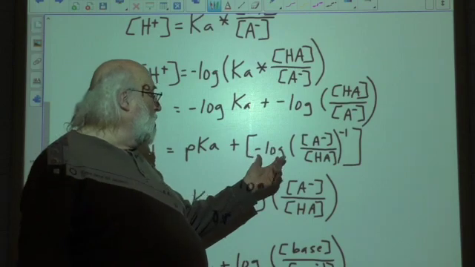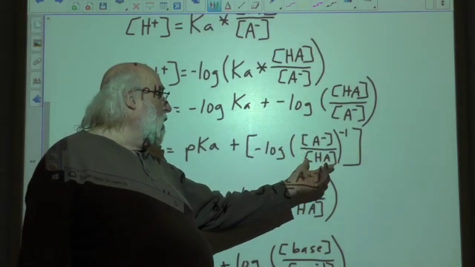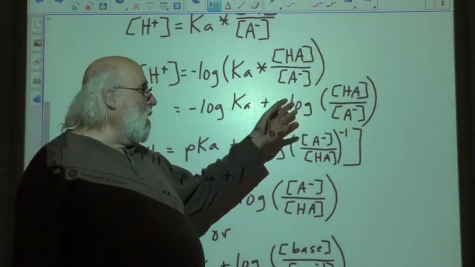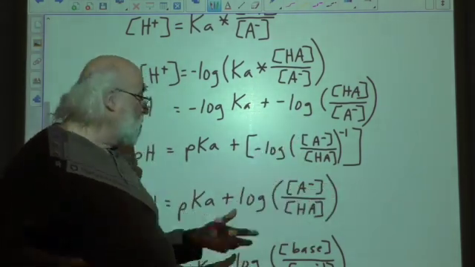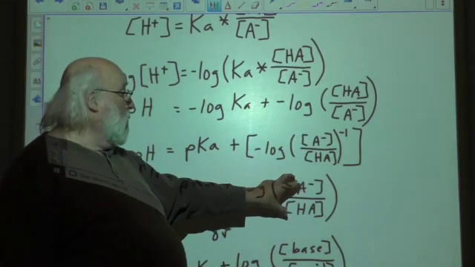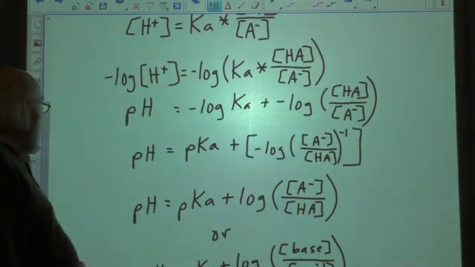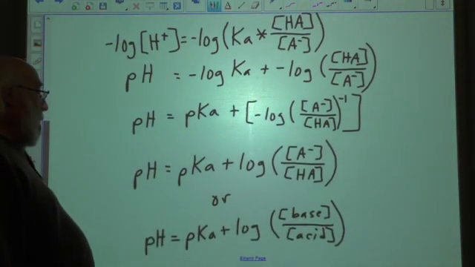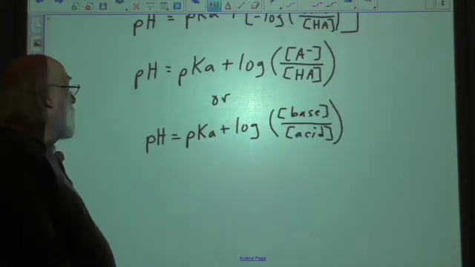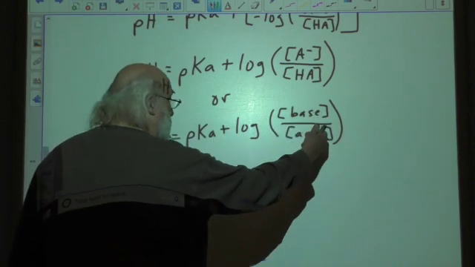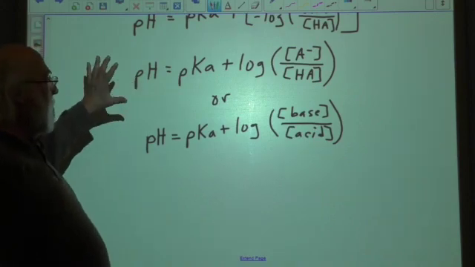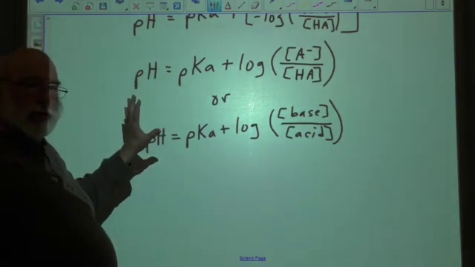And you can do that when you take it to the -1 power. Okay? So that becomes negative log of the fraction A negative over HA to the -1 power. Well, when you take an exponent of an exponent, you multiply the exponents. So negative log times -1 is positive log. And this gives us A negative over HA, where A negative is a weak base, and HA is a weak acid. So we use the words base and acid, or you use A negative and HA to remember the formula. This is called the Henderson-Hasselbalch equation.